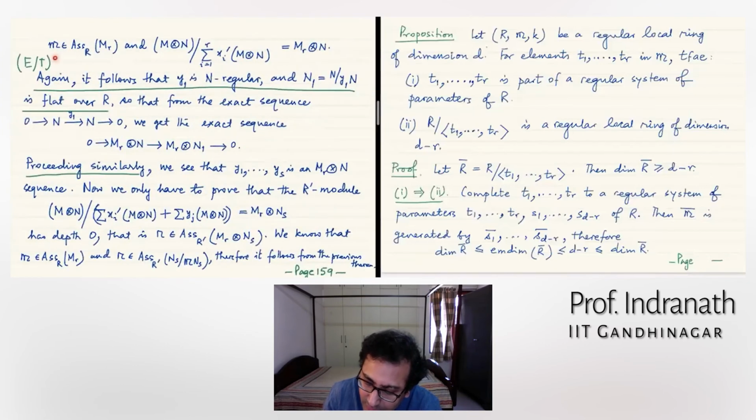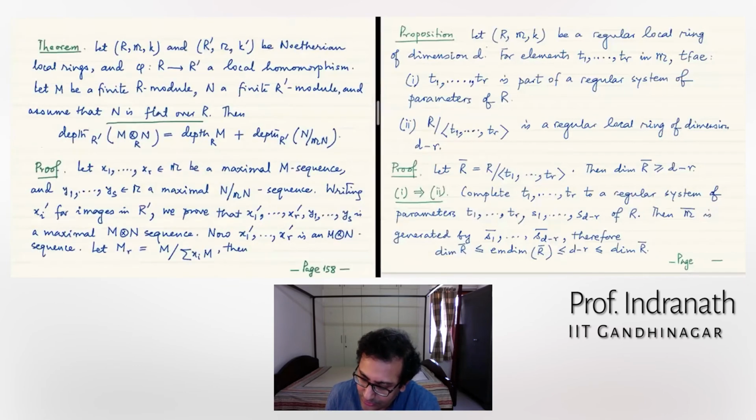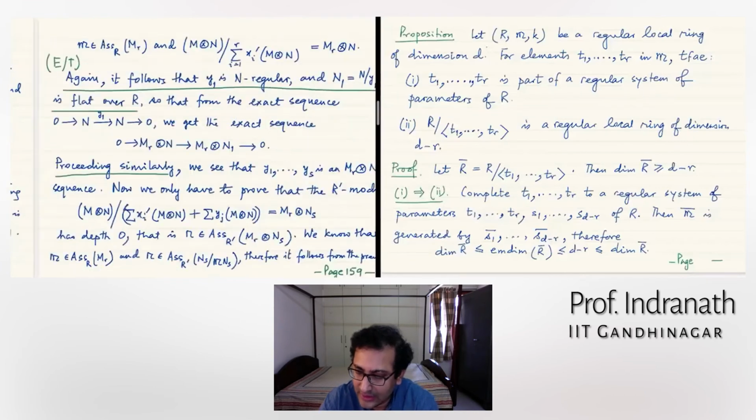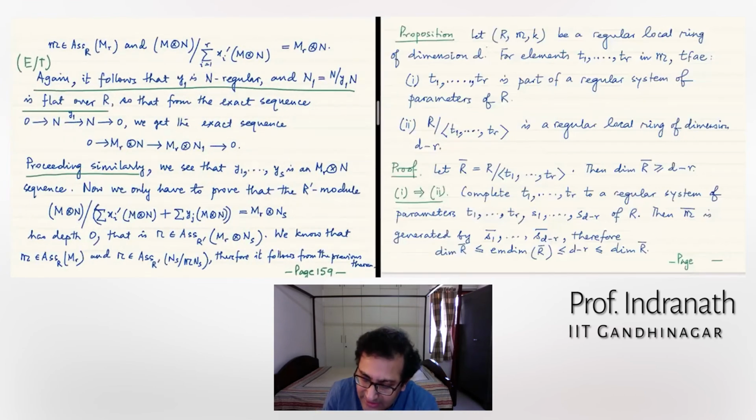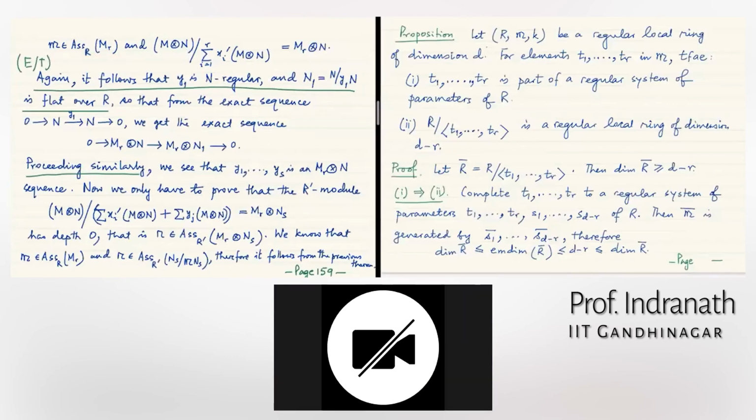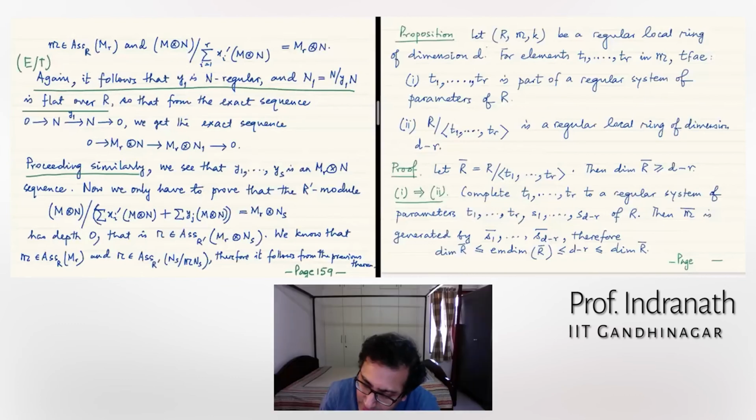Why is this true? Someone? MR is what you get when you have gone modulo this submodule. Why is the maximal ideal an associated prime? Because the maximal ideal will be contained in the zero divisors, since this is a maximal regular sequence. Correct.